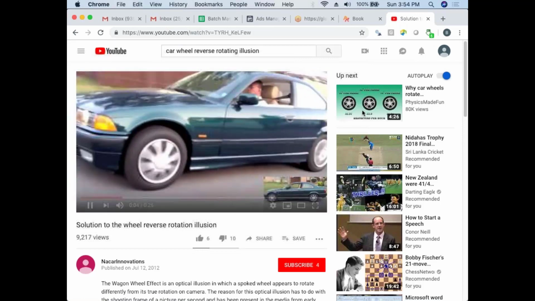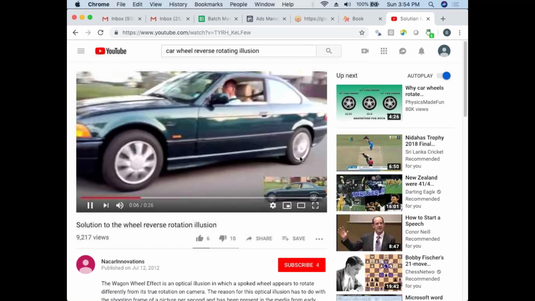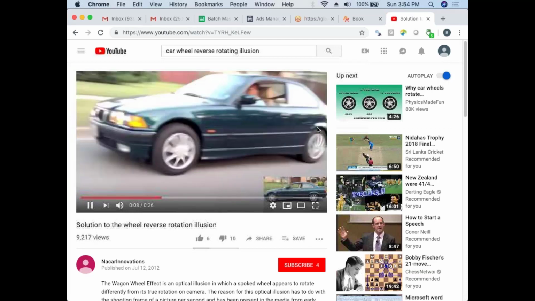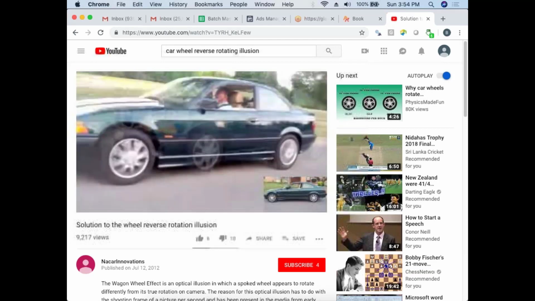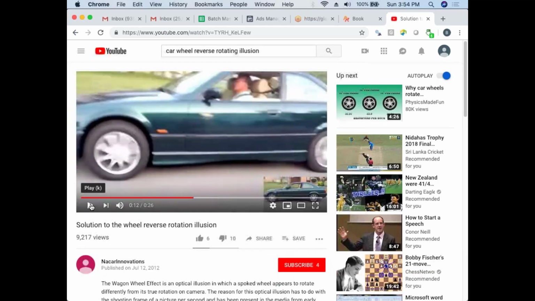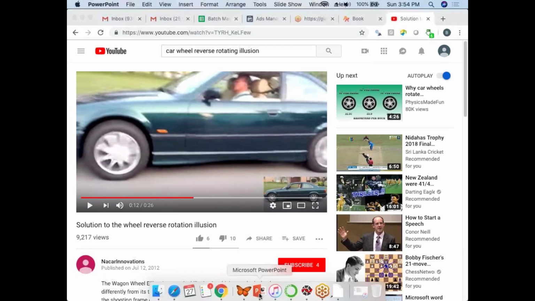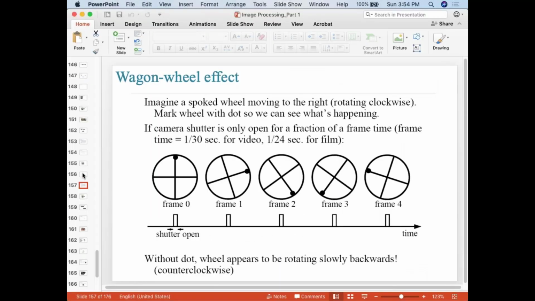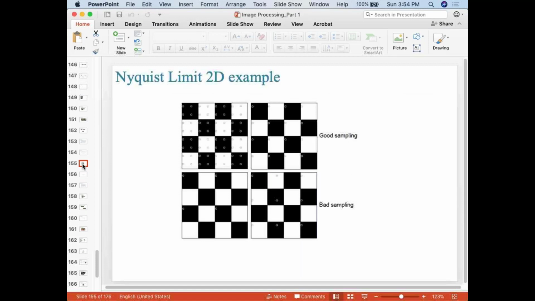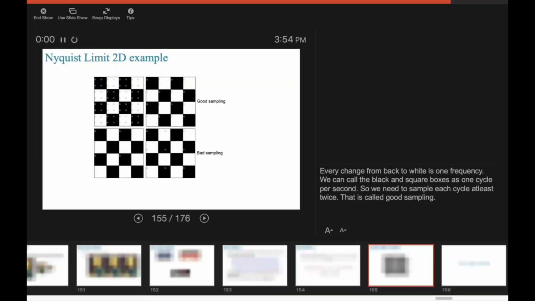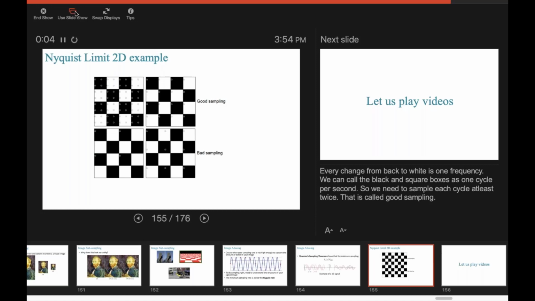Yeah, we can see it at the back. Back wheel, it appears as if it's rotating in this way, right? These are illusions which are caused because of wrong sampling rate. So Nyquist sampling rate is very important for video capturing as well. Otherwise, you'll get a different illusion, as if the blades of the helicopter are not moving, and that kind of illusion is what you get.